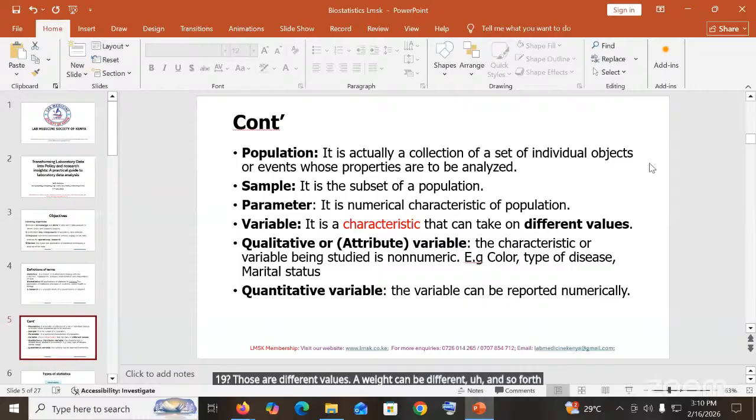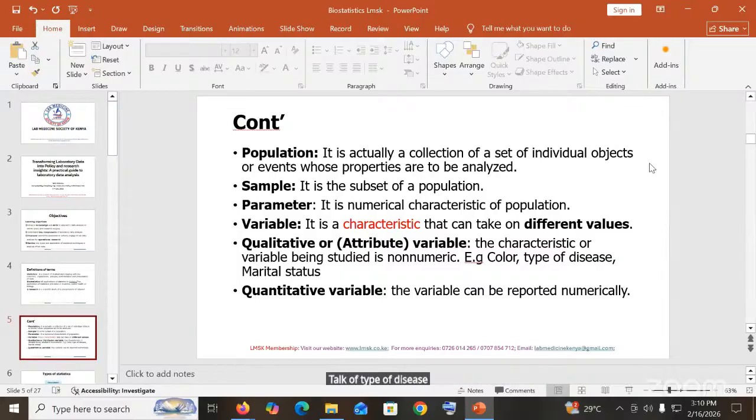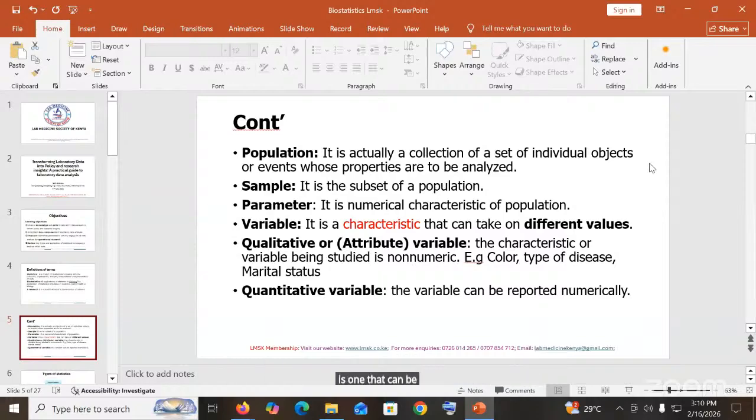So we have qualitative, which is an attribute variable, and we have a quantitative variable. From the word qualitative, this one is a characteristic that is reported as non-numeric. For example, color. Let's talk of race, gender, type of disease. Is it malaria? Is it cancer? That's qualitative. It's an attribute variable, so it's non-numeric. But a quantitative variable is one that can be reported numerically, for example, age, height, and so forth.